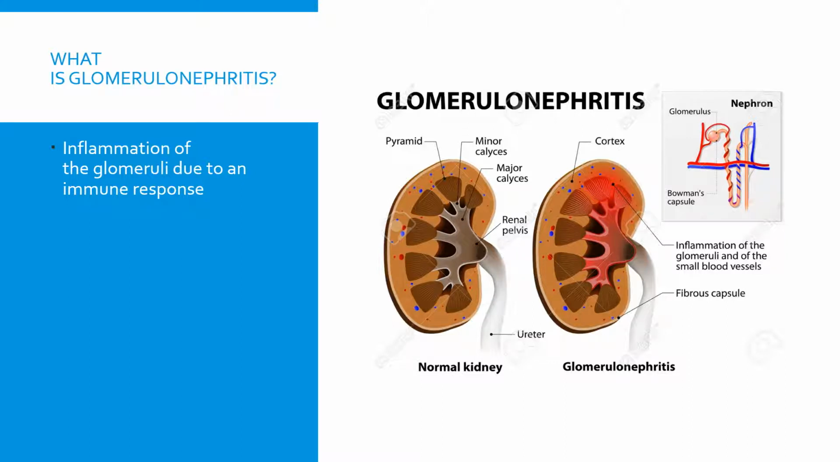What is glomerulonephritis? Well, the glomerulus functions within the kidney. It is a very important part of the kidney. It allows urine to form as well as filtering the blood. Inflammation of the glomerulus is usually caused by an immune response. And as you can see, the reddened area to the right is where the glomerulus is found. It is inside the nephrons that are within the kidney.